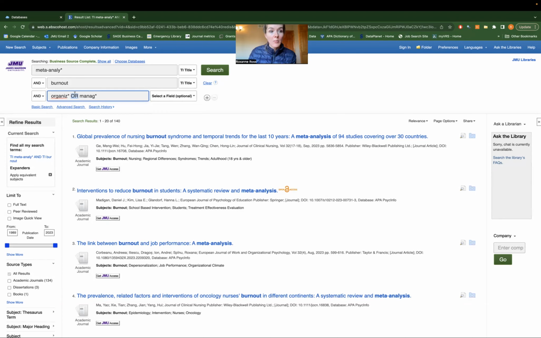And we have this OR operator. That means that anything that has organization and its derivatives, or anything that has manage and its derivatives, either of those will be fine. You'll notice here we have the AND operator. That means that the article must have this and either organize or manage in some capacity with those root stem asterisks.